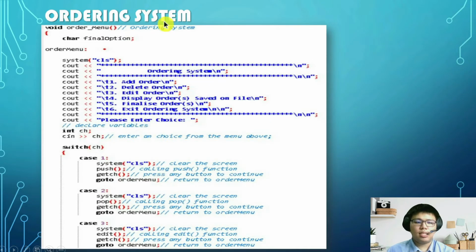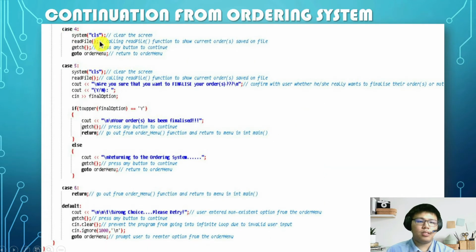In the ordering system, from option 1 in the menu, the user will have 6 choices in the system: add order, delete order, edit order, display order, save on file, finalize orders, and exit ordering system. Here we have case 1 calling the push function, case 2 the pop function, case 3 the edit function, case 4 the read file function, case 5 read file, and confirm with the user whether he or she really wants to finalize their orders or not. Case 6 returns and exits from the ordering system.